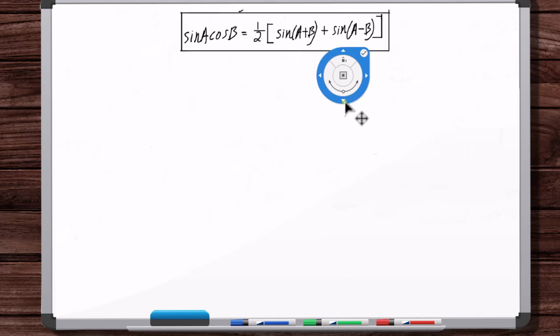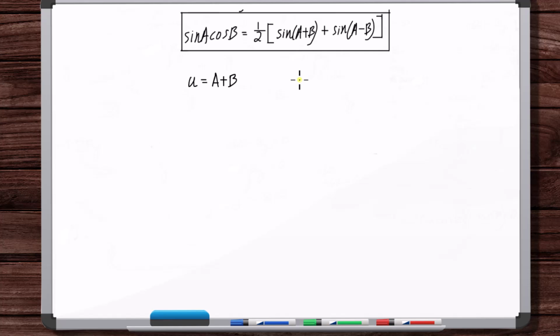Okay, now the sum to product identities. Let's start with sine A times cosine B. We're going to use this formula. All right, let's say that U is equal to A plus B. And then let's also say that V is equal to A minus B. Okay? So now from here, we can think about what is U plus V. That's going to be A plus B plus A minus B, which is 2A.